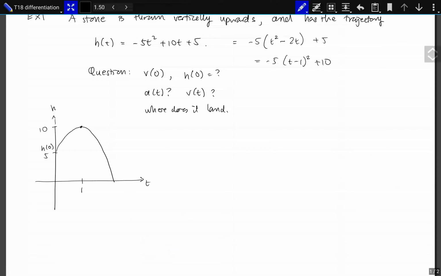And so you have some initial velocity, which is its slope here, and so on. So let's answer these problems. The velocity in general is the derivative with respect to time. So here is the change in h over the change in time. Let's say everything was in meters and seconds.